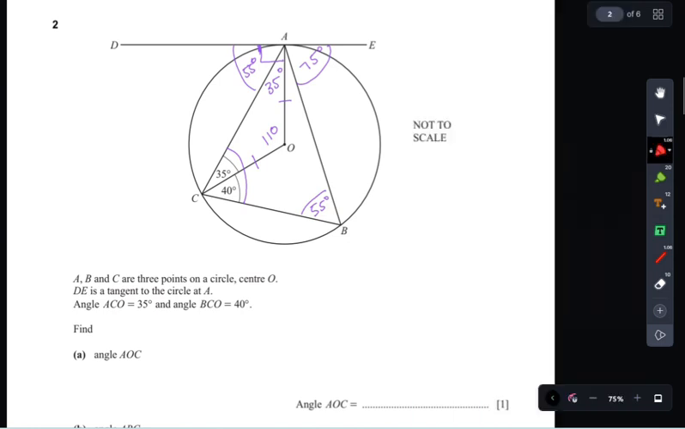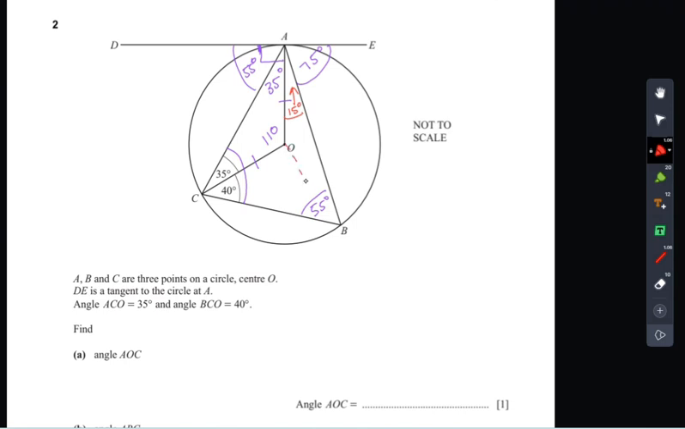Now we need to find that small angle in between here, this one. 75 plus 35 plus 55, you get 165 from 180, right? This is 15 degrees. This angle here is 15 degrees.